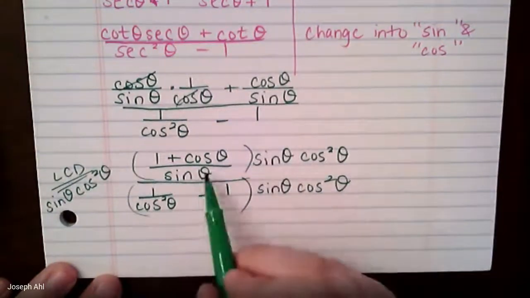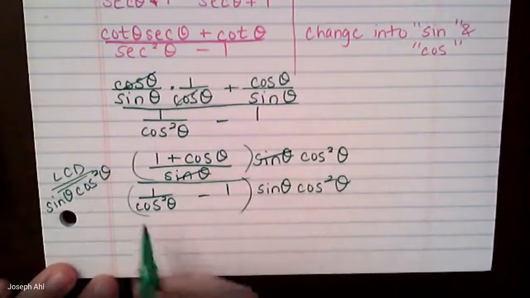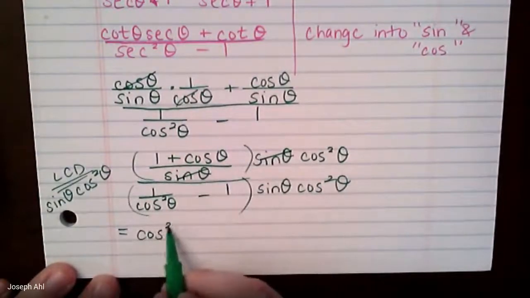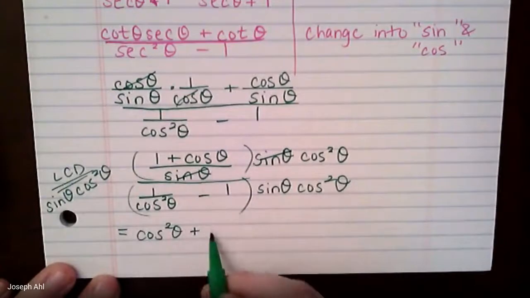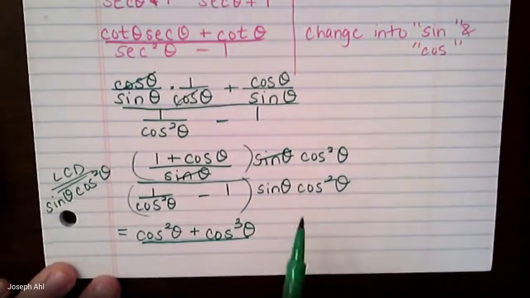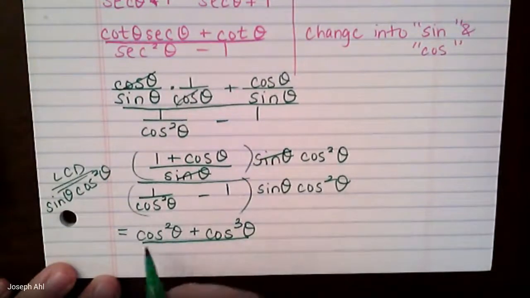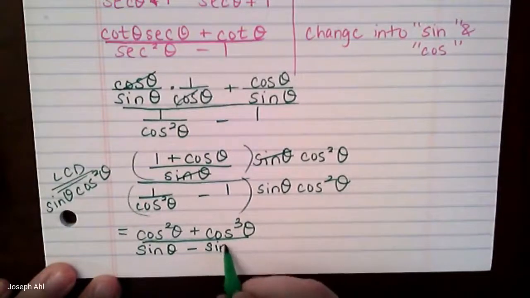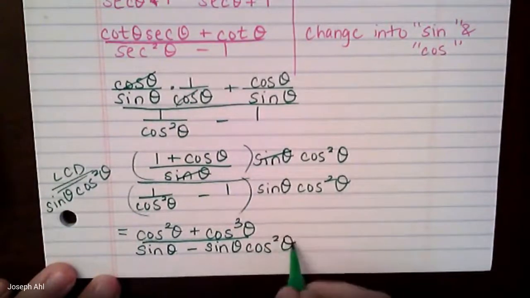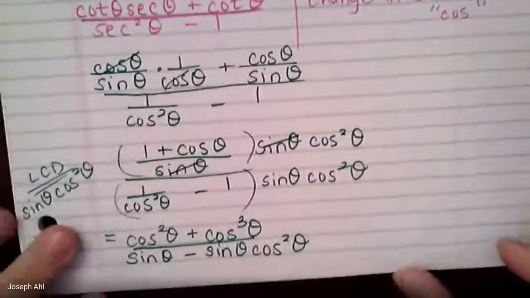So we're going to get the sines to cancel up here. Cos squared would get distributed across, so we would get cos squared plus cosine cubed. That's kind of looking promising here. Okay. On the denominator, if I multiply this through, we're going to get the cos squareds to cancel, so we get sine minus sine times cos squared. Sorry if you can't see that. Okay.